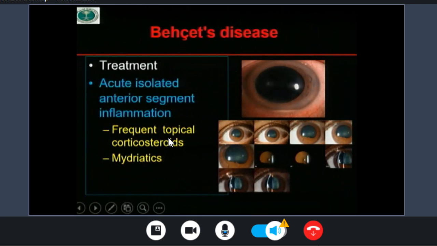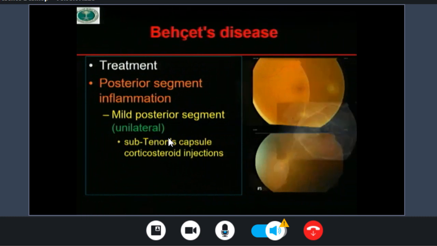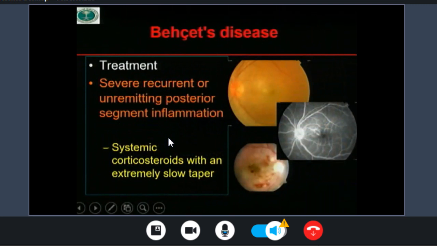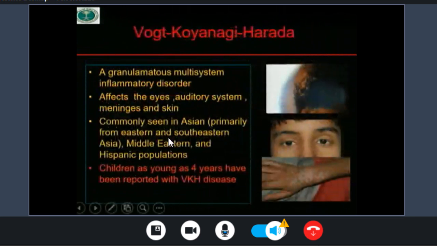If the patient has only acute isolated anterior segment inflammation, we can use frequent topical corticosteroid and mydriatic at the same time. If it is mild unilateral posterior segment inflammation, we can use subtenon corticosteroid injections. In case of severe recurrent or unremitting posterior segment inflammation, this is when you have to use systemic steroids with extremely slow tapering, combined with immunosuppressive or immunomodulatory therapy and biologics. And this could be initiated at the time of treatment with steroids.